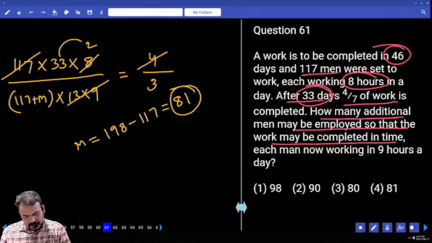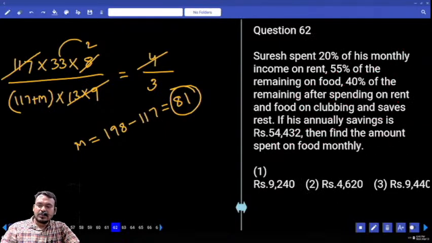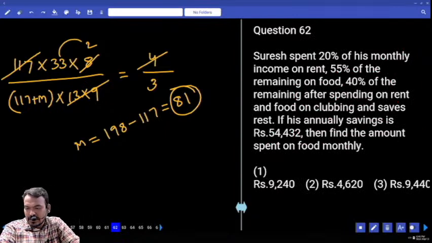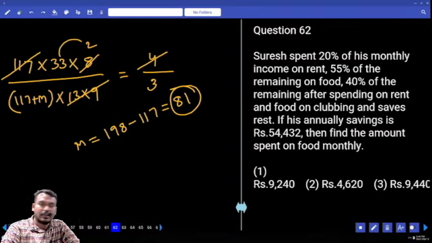Next, question number 62. Suresh spent 20% of his monthly income on rent, 55% of the remaining on food, 40% of the remaining after spending on rent and food on clubbing, and saves the rest. If his annual savings is 54,432, then find the amount spent on food monthly.